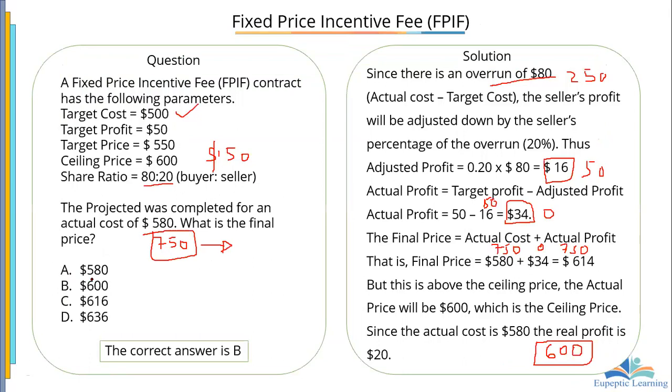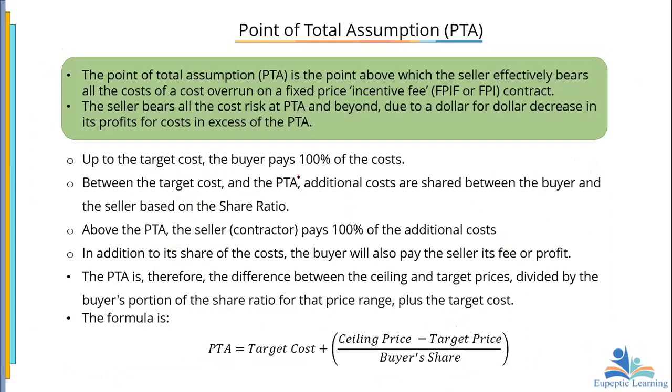So let's look at this one, for example. This is the target cost. How much did the buyer pay eventually? 600. If you look at it carefully, 100% of this 500 has been paid. Is that not it? Good. So when we go back, we are saying that up to that target cost, the buyer pays 100% of the cost. Now, between the target cost and then the PTA, which is the point of total assumption, additional costs are shared between the buyer and the seller based on the share ratio. So, like we said, we have seen the share ratio. Now, above the PTA, the seller or contractor pays 100% of the what?